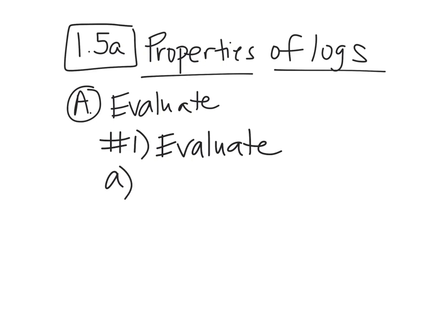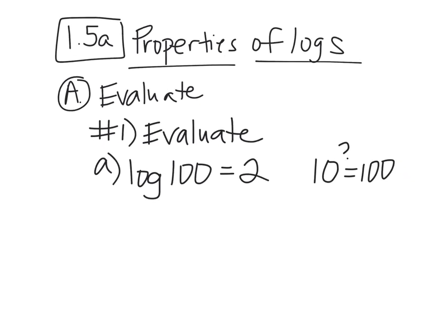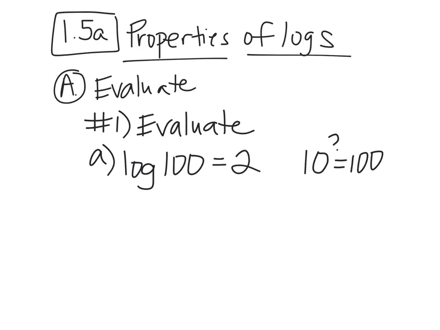Let's do log of 100. Now let's recall when the base is not given, it's base 10. So what we're really doing here is 10 to the what equals 100. And the answer is 2, right? 10 squared is 100. Find the exponent that goes on the base of 10 to give us 100. All right, so let's do a harder one.